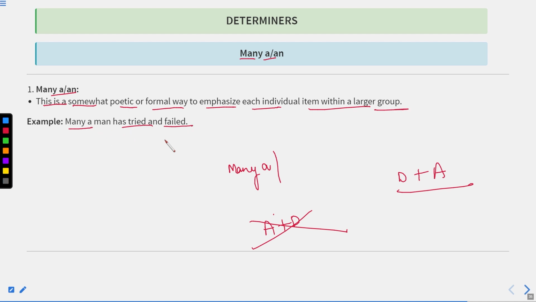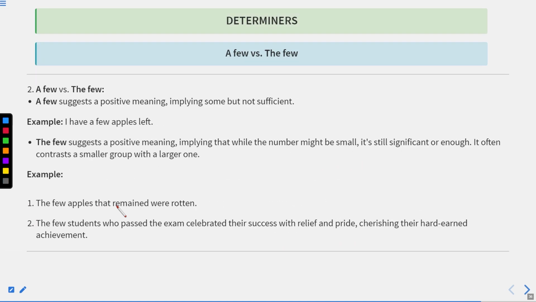Many a man has tried and failed. So many a man. We are talking about many a representing every. Many a man has tried and failed. Okay. Not every, but you can say a lot of persons, but individual. A few versus the few.